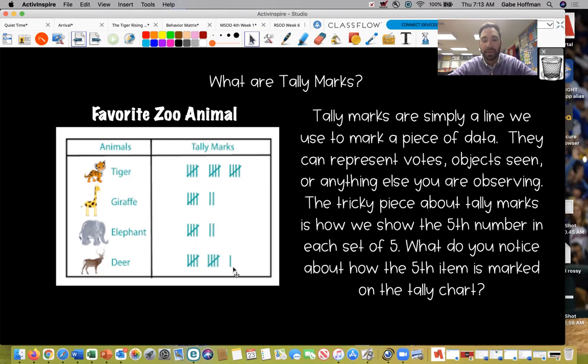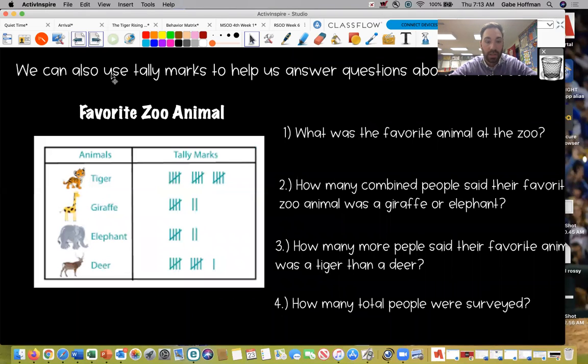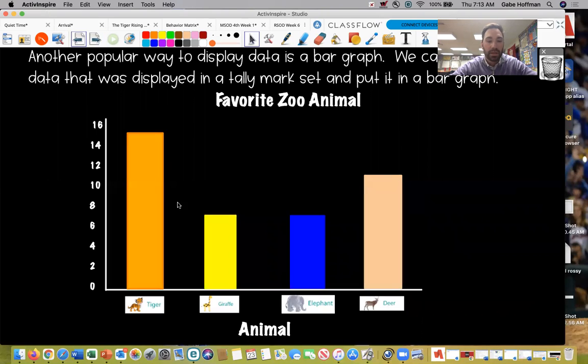So again, tally marks are just a way for us to mark and show data, and then it helps us put our data in a more organized display that might show things in a little more detail. So for example, I could take those tally marks from those zoo animals and move them into a bar graph, right? We're going to talk more about a bar graph in a second, but this is all the exact same data about the favorite zoo animals, put into a bar graph so you can see it laid out with these actual bars of which was the favorite and by how much.